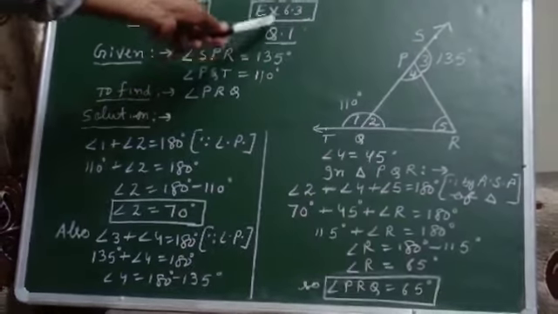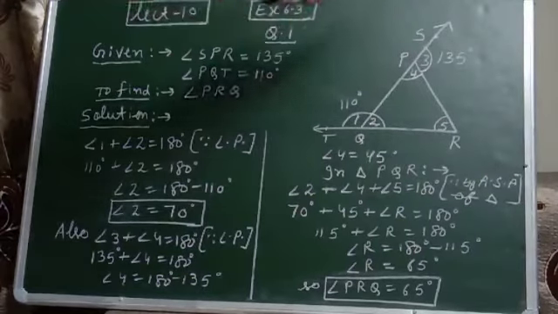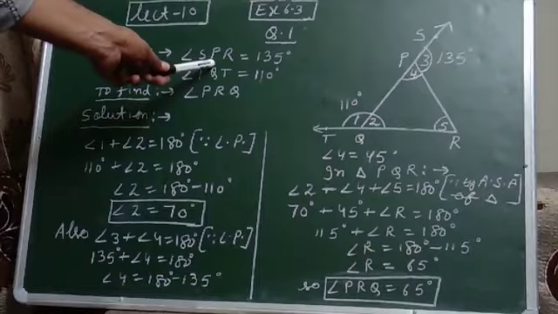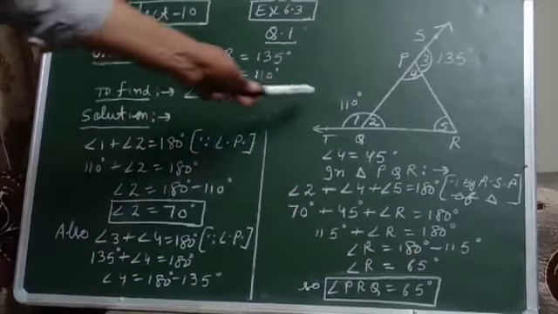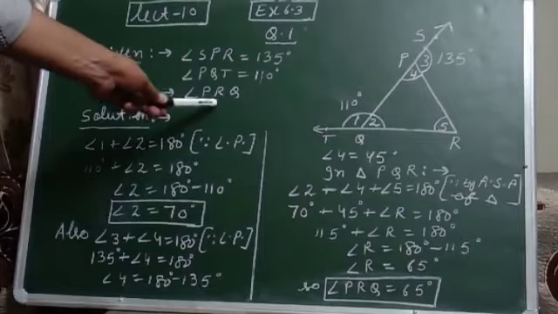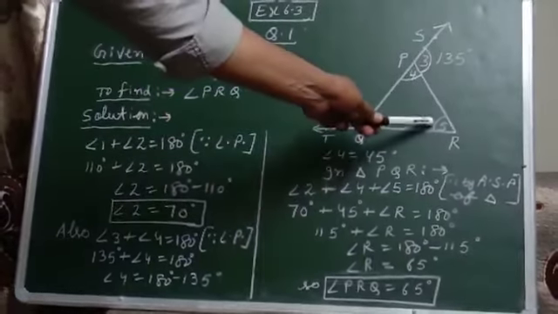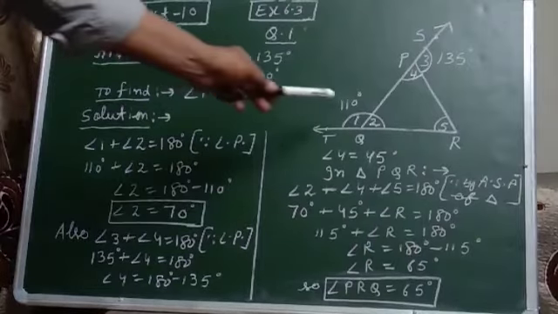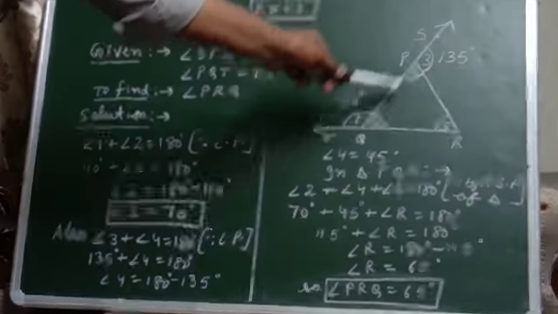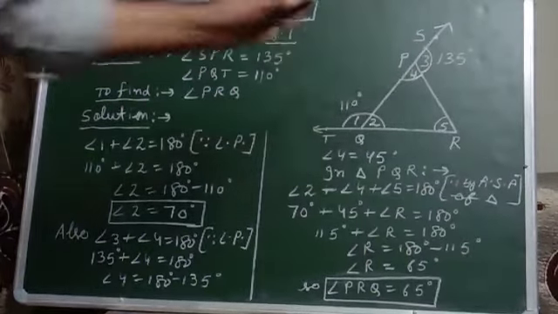So this is the first question of 6.3. This figure is given. In this figure, angle SPR is 135 and angle PQT is 110. We want to find out angle PRQ. For our convenience, we give numbers: this is angle 1, this is 2, this is 3, and this is 4.